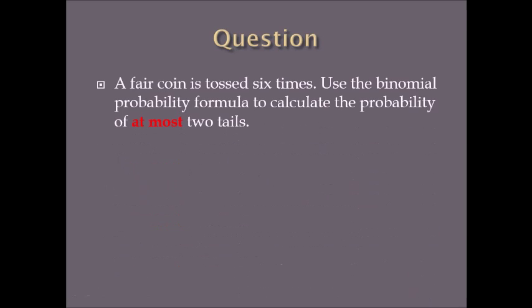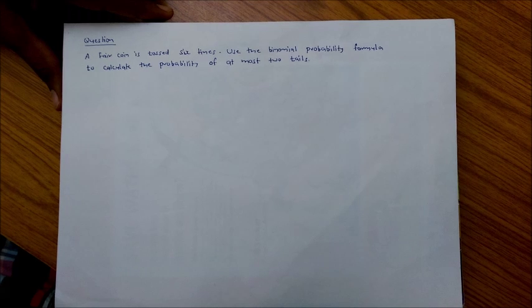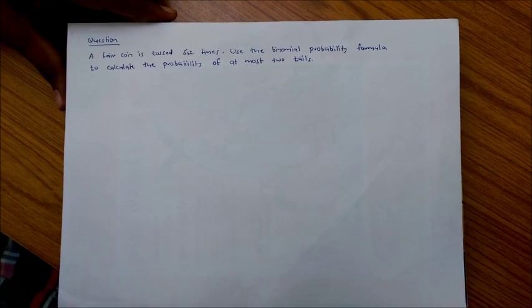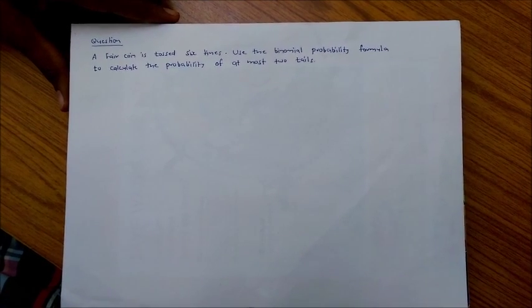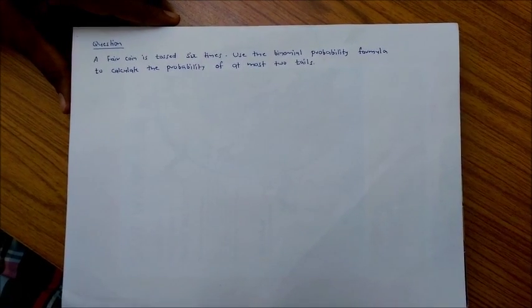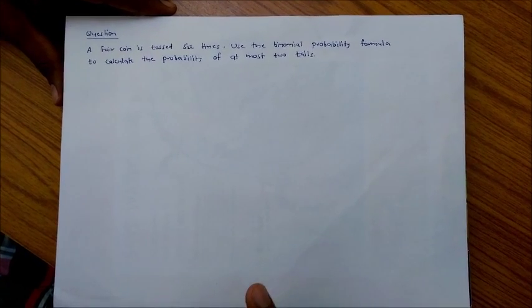This is one exercise question for you. I suggest you pause the video and try to solve this question and verify your answer. So guys, our question is, a fair coin is tossed 6 times and we have to use the binomial probability formula to calculate the probability of at most 2 tails.